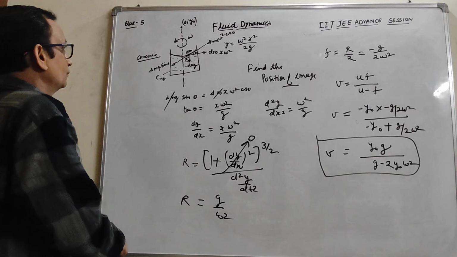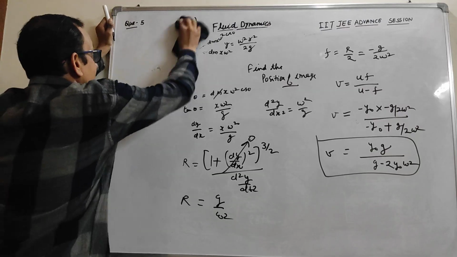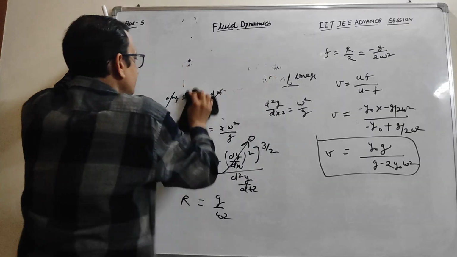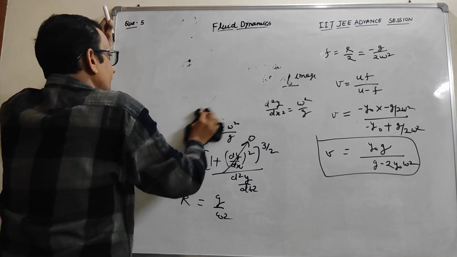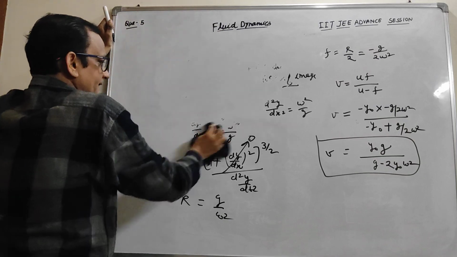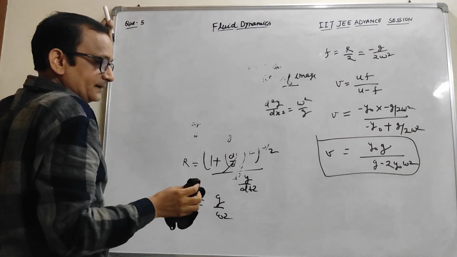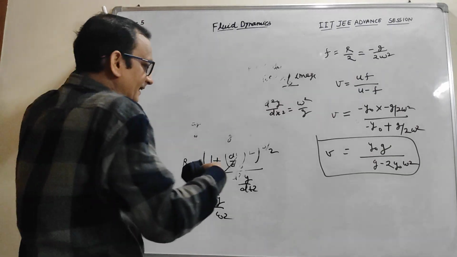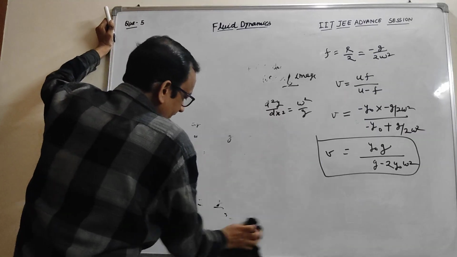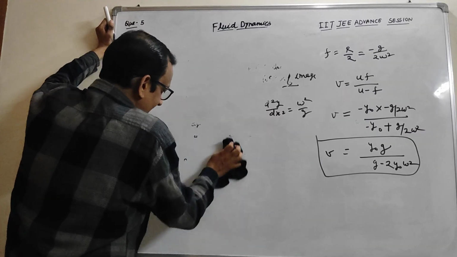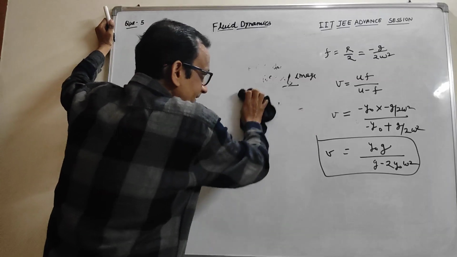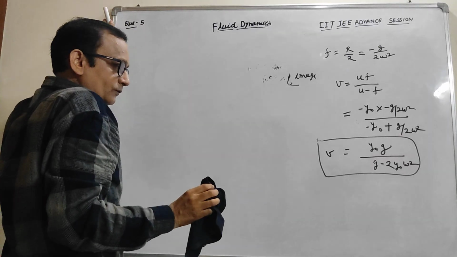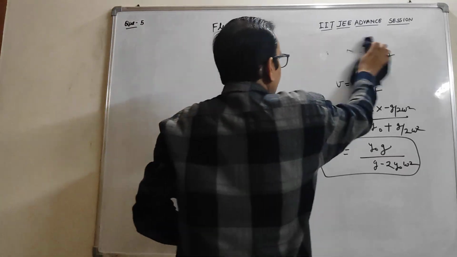So the next problem we have to discuss here is question number 6. Here in this problem, as we know, ice has a specific gravity of 0.9 and water has a specific gravity of 1. So 9 by 10 portion of the ice is submerged in water and 1 by 10 portion is outside the water.